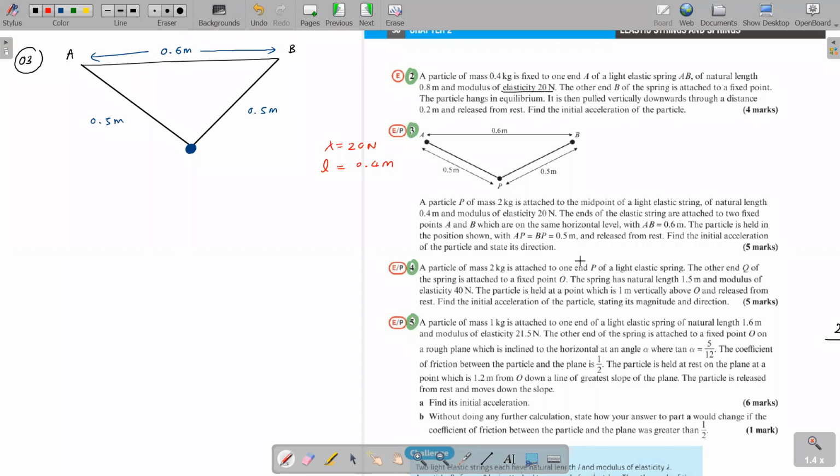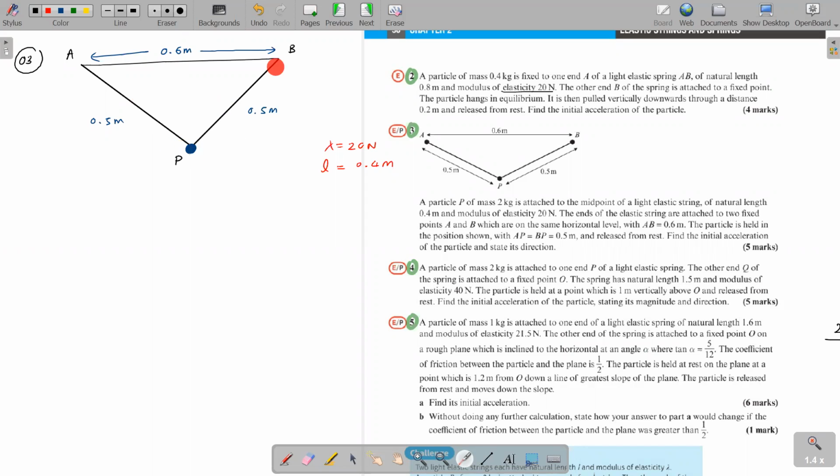The ends are attached to A and B, which are on the same horizontal level with AB 0.6 meters. The particle is held in the position shown. In this question they are holding it with AP equal to BP equal to 0.5, so the distances are 0.5 meter each. They are releasing this from rest. They are asking you to find the initial acceleration of the particle and state its direction.